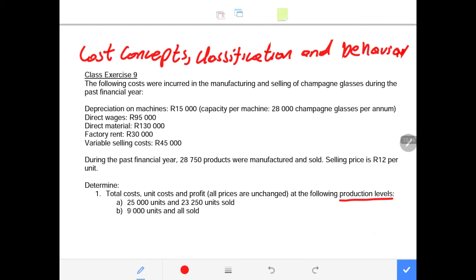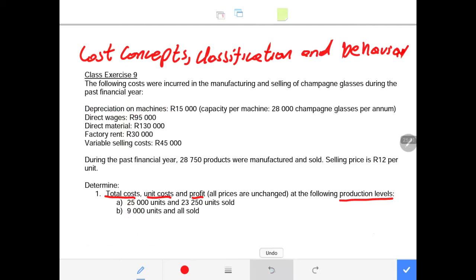So now we come to number B, calculating 1, 2, 3 when 9,000 units are manufactured and sold. First of all, if we manufacture 9,000 units, we need to come to the step fixed cost, which is our depreciation.